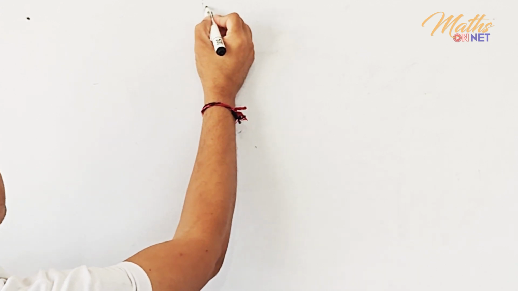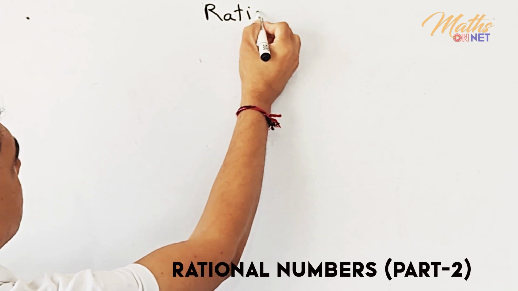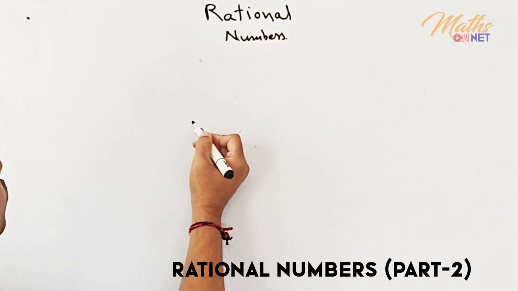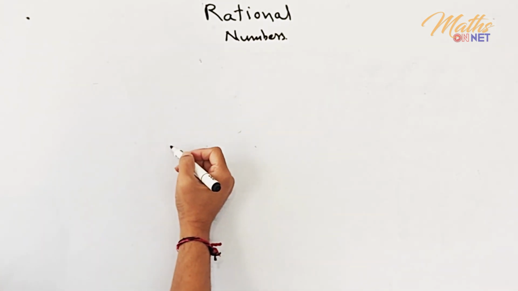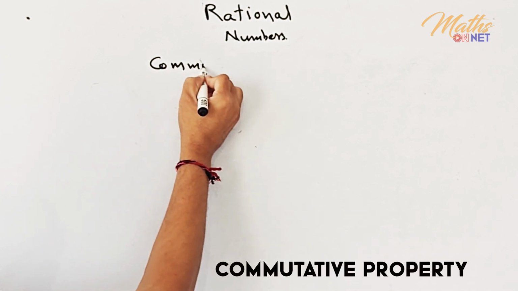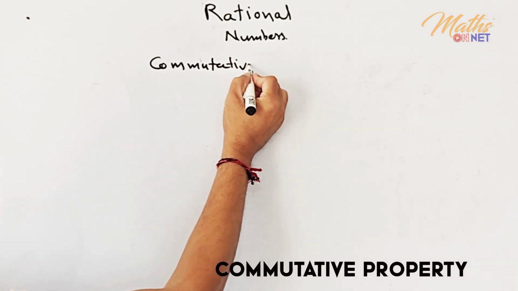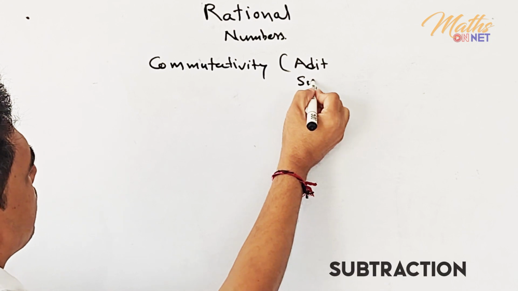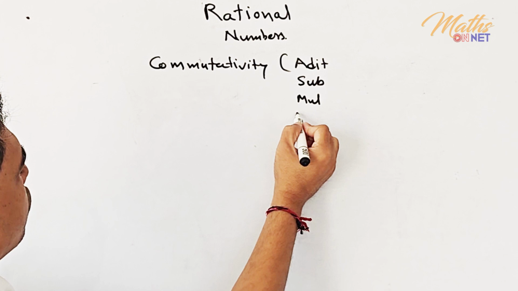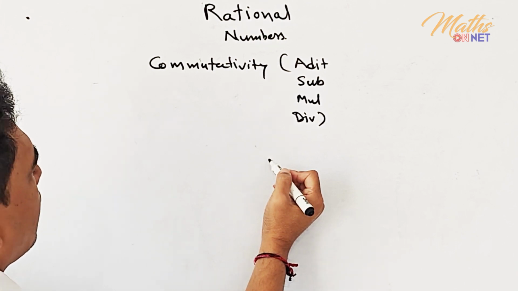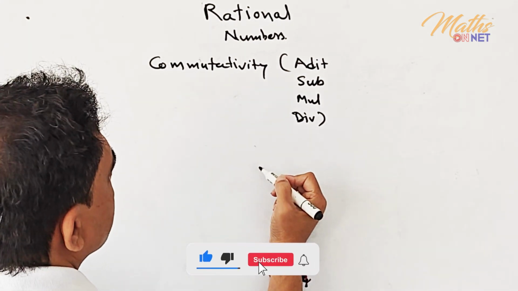So, student, this is the second part of our rational number series. Rational numbers. And today in this video, we are going to see the other properties of rational numbers. We'll try to test today in this video the property of commutativity for addition, for subtraction, for multiplication, for division. And we will take a couple of examples to try and test if these properties are true.